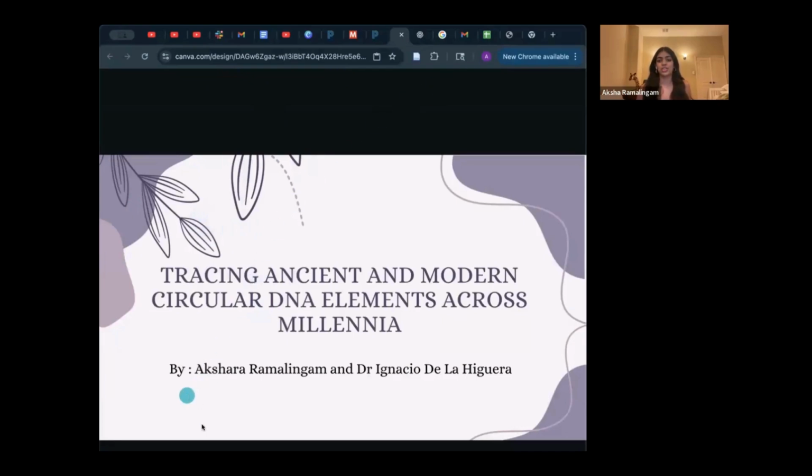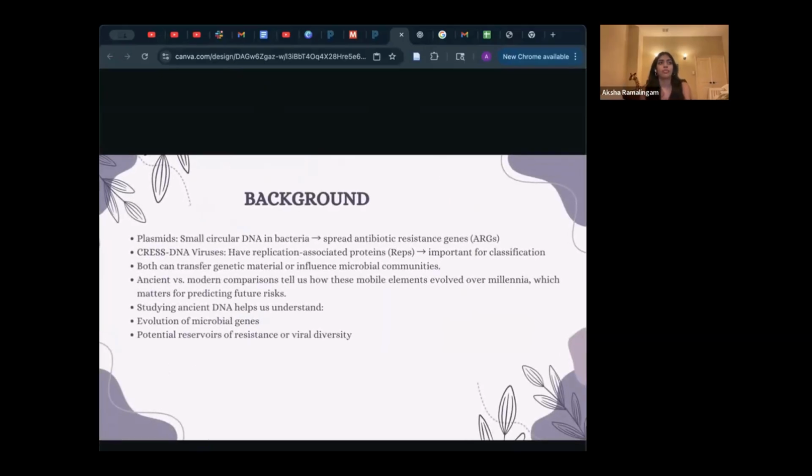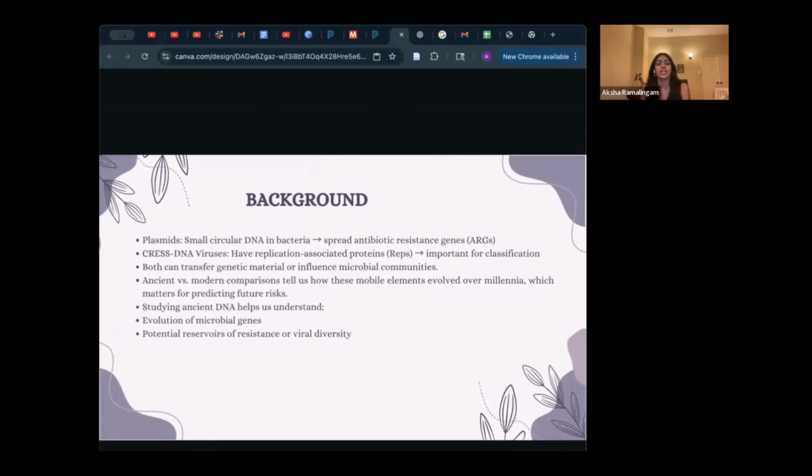So my project was on tracing ancient and modern circular DNA elements across millennia. So what that means is for my project, I compared ancient and modern samples. So two types of circular DNA, plasmids and CRESS DNA viruses.